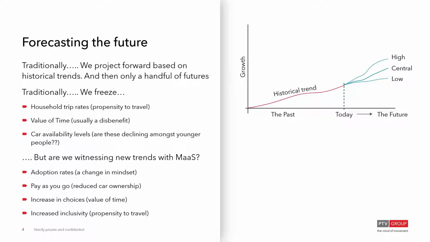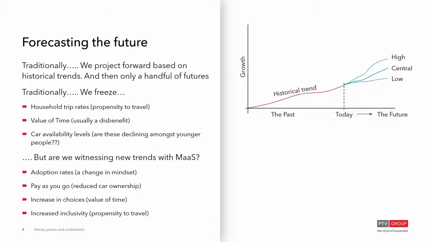I've got 3 up there: household trip rates. So this is our propensity to travel, how many trips per day. The value of time, which we use in modeling, is a disbenefit. We don't like to spend time traveling, but we fix this. And whatever the value of time is today, we assume we fix it into the future. Car availability levels. We know that in many places around the world, car availability is changing. Car ownership might be dropping, but the availability of new mobility, ride share, car share, is increasing. But we generally fix those things as well.